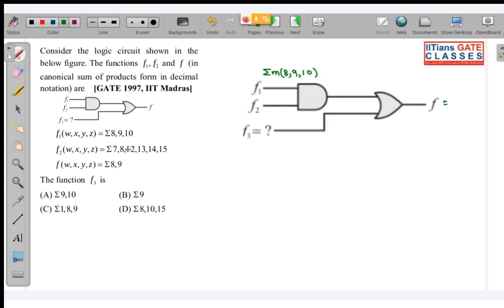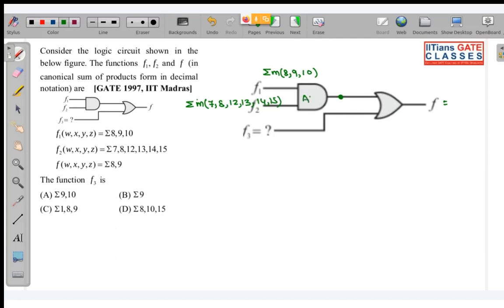F2 is given as 7, 8, 12, 13, 14, 15. Okay. So now tell me, what will be the output of this AND gate?